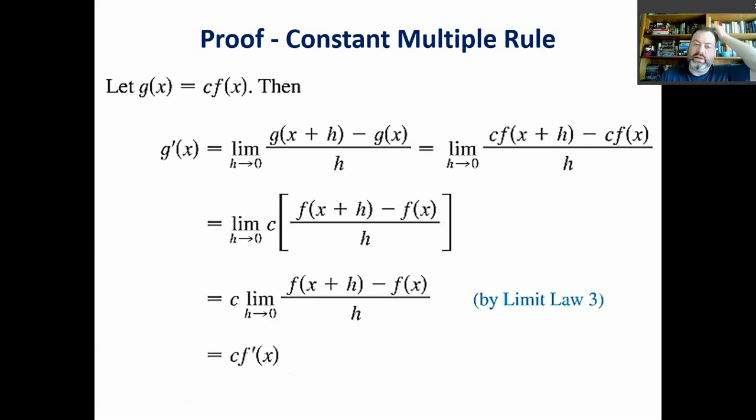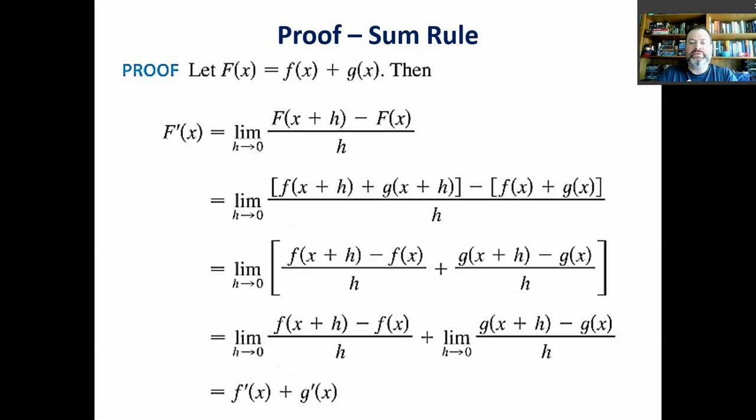Because, again, I could put something like this on a test. All right, sum rule. Here's our proof of the sum rule. Real similar type of thing. We're just going to use big F of x to be f of x plus g of x. So the derivative of big F is this. We just replace everything. Wherever you see big F, we're just going to take this and plug in x plus h where we see x. This is just that.